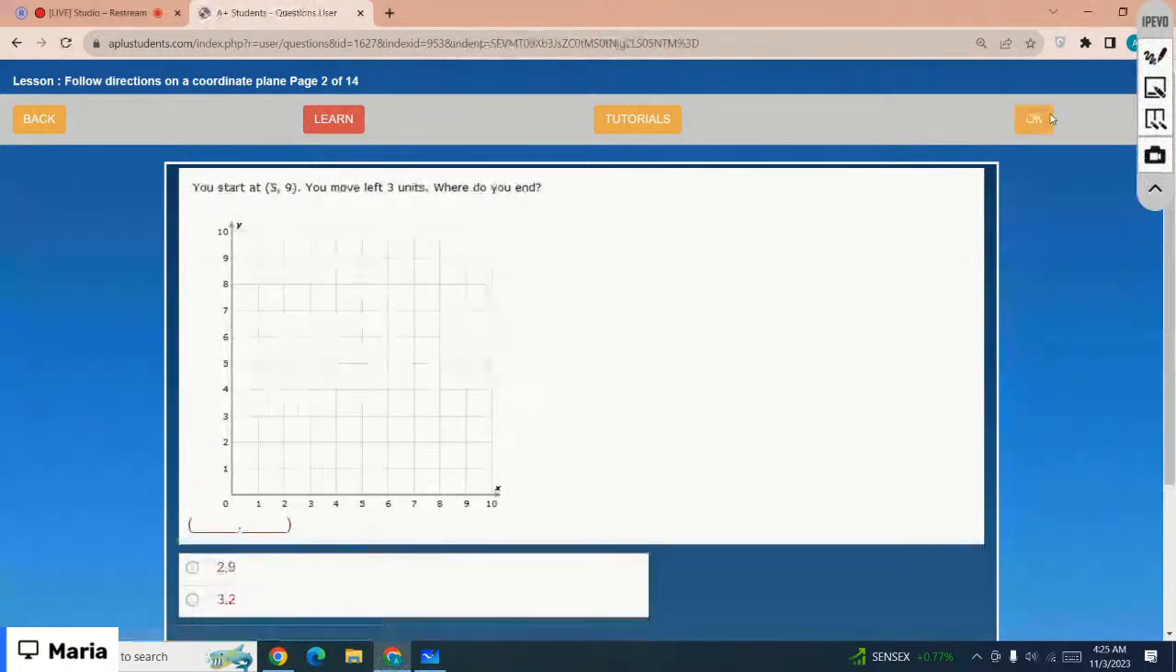Okay, you start at 5,9, you move left 3 units. Where do you end? Which is the correct option?